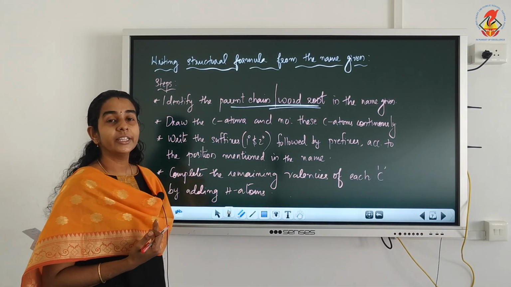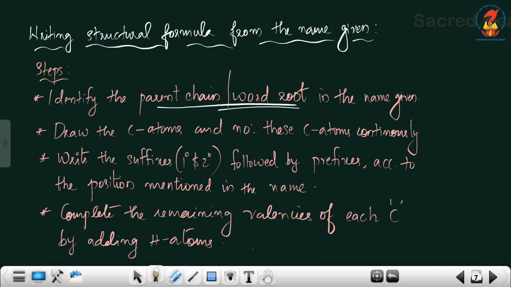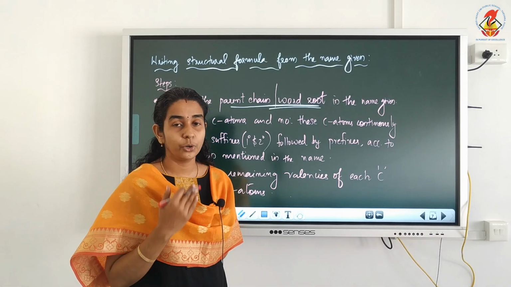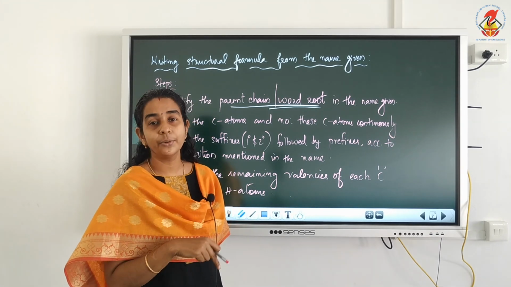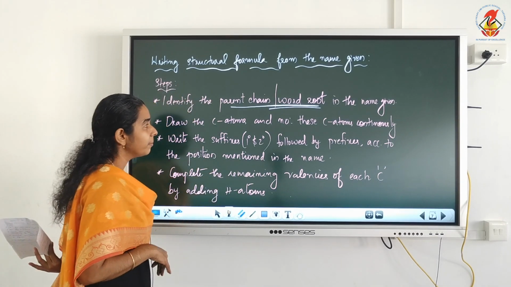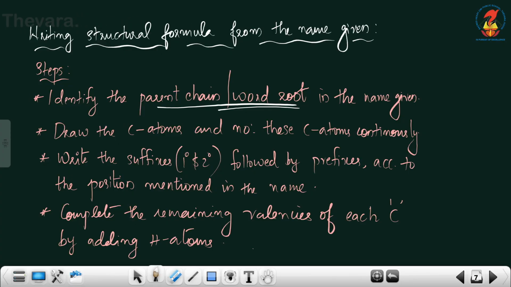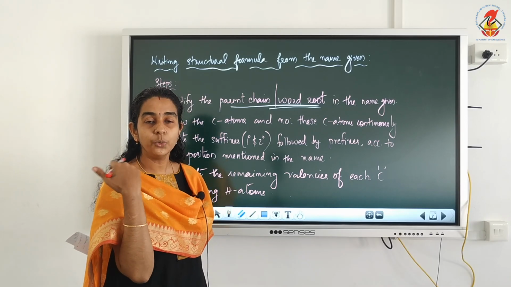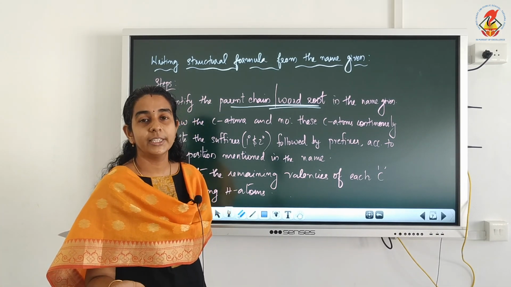Now, after identifying the word root, the next thing is to draw the carbon atoms according to the word root. If it is meth, draw 1 carbon. If it is hex, draw 6 carbon atoms. If it is cyclohex, draw the cyclohexane ring. If it is cyclopent, draw the cyclopentane ring. So draw the number of carbon atoms according to the word root and number these carbon atoms. The numbering we can do continuously from left to right if it is a chain, or from top to bottom continuously if it is a ring.